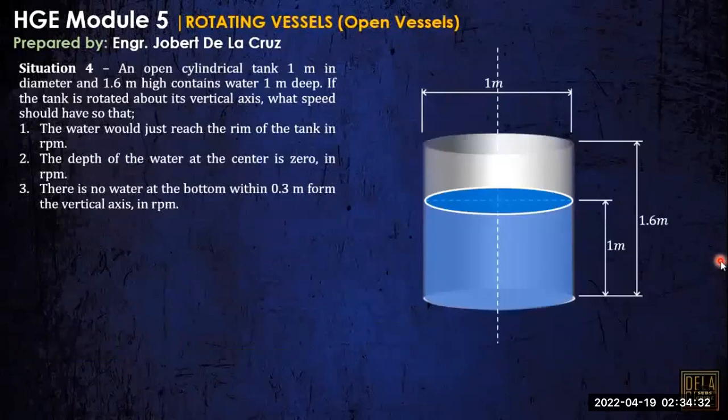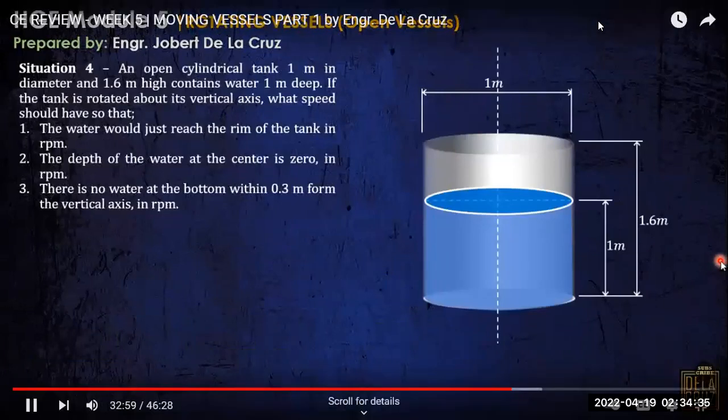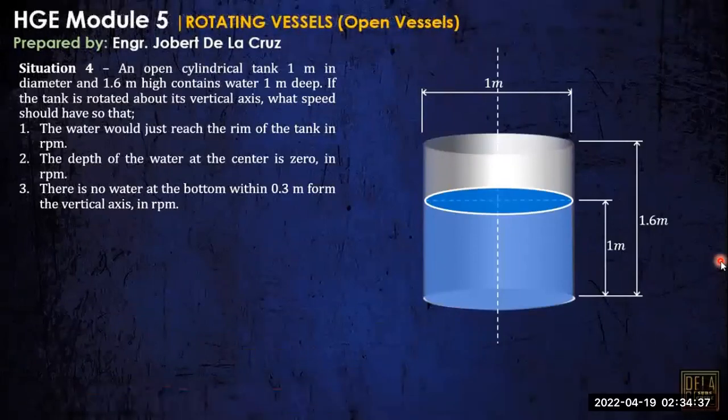Okay, so rotating vessels tayo. Situation 4, an open cylindrical tank 1 meter in diameter and 1.6 meters high contains water 1 meter deep. Okay, so ito yung statement dyan. We have the vessel, open vessel. And if the tank is rotated about its vertical axis, what speed should it have so that the water just reaches the rim of the tank in RPM? Okay, so unahin na ito. Number 1. Yung water daw will just reach the tank.